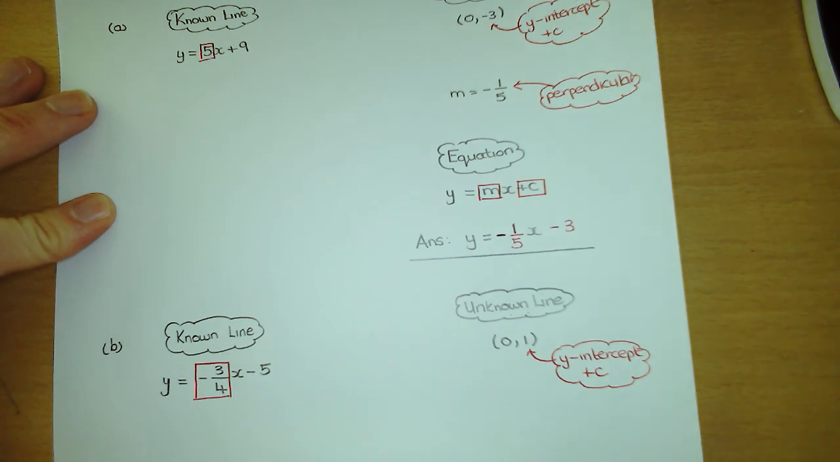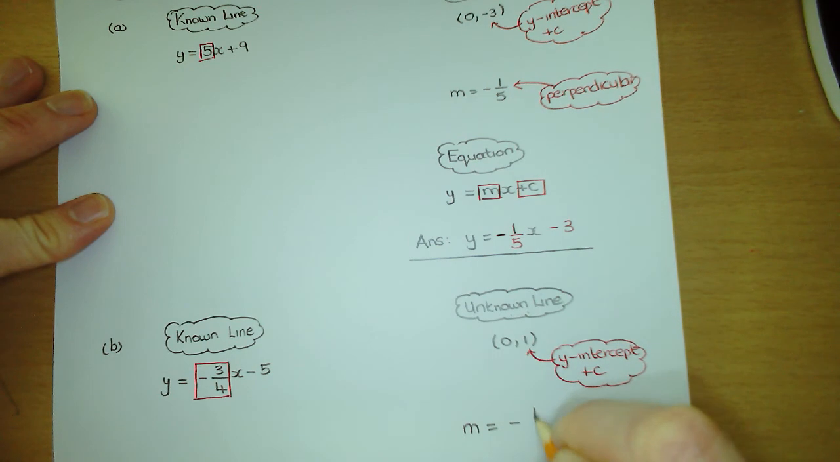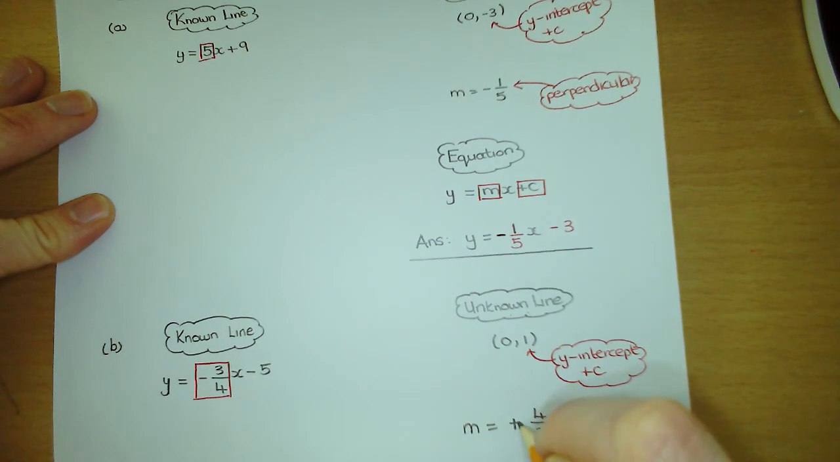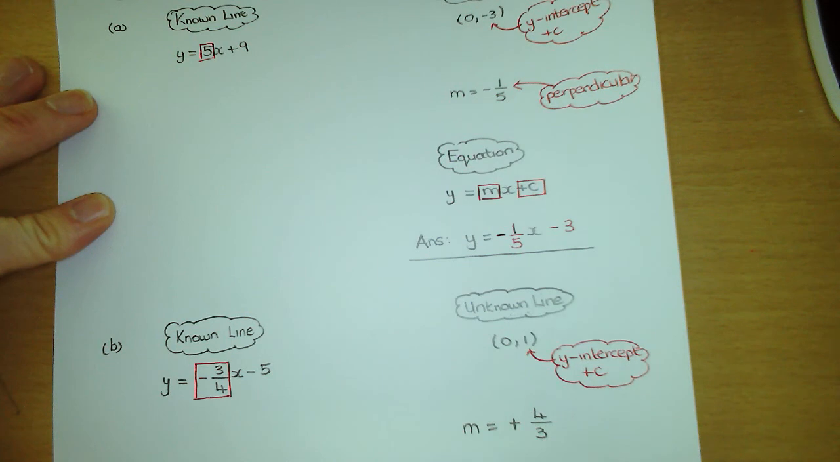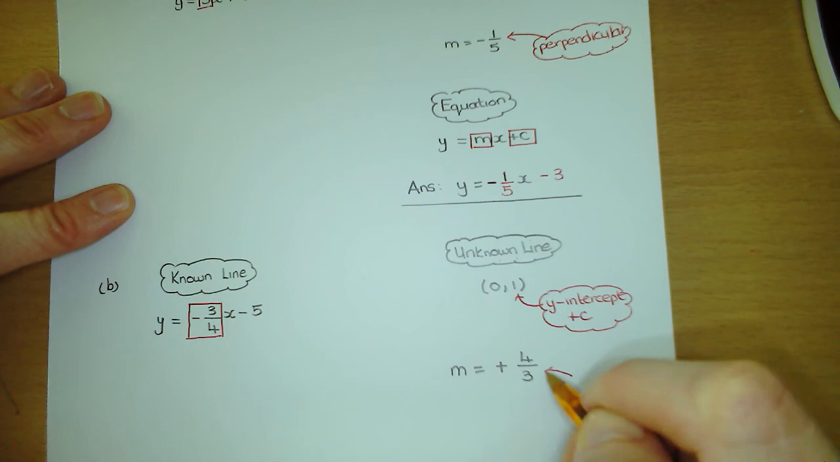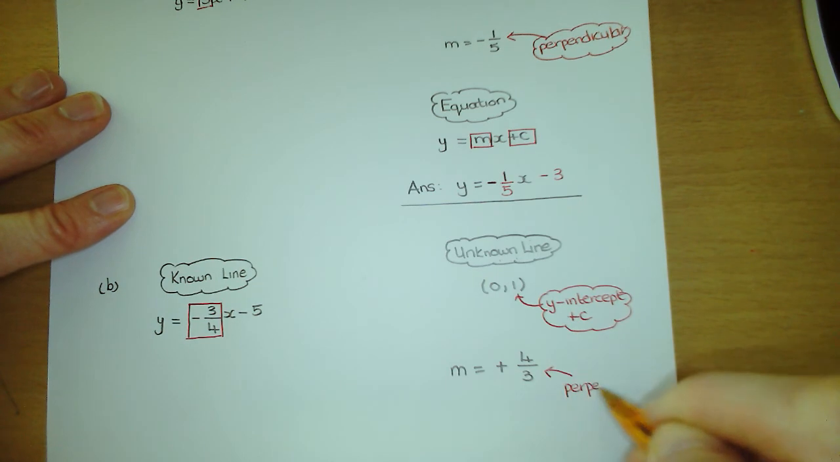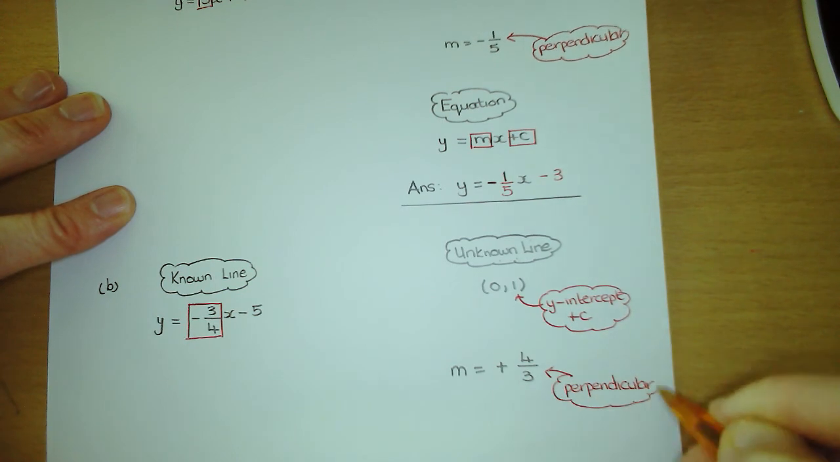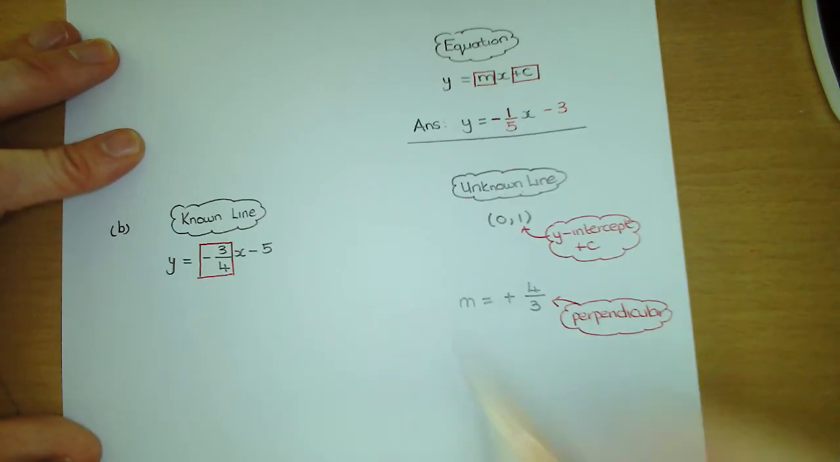So to get the gradient of the unknown line, because the two lines are perpendicular, you go to the known line's gradient, you flip it upside down. So if we flip it upside down, we're going to have minus 4/3. But then we have to change its sign. It was negative here, it's now going to be positive. Okay, and that's going to be the gradient of the unknown line. So now we're going to write down its equation.